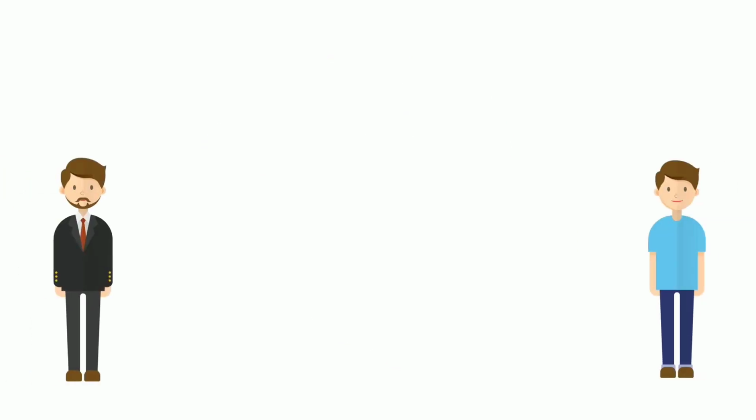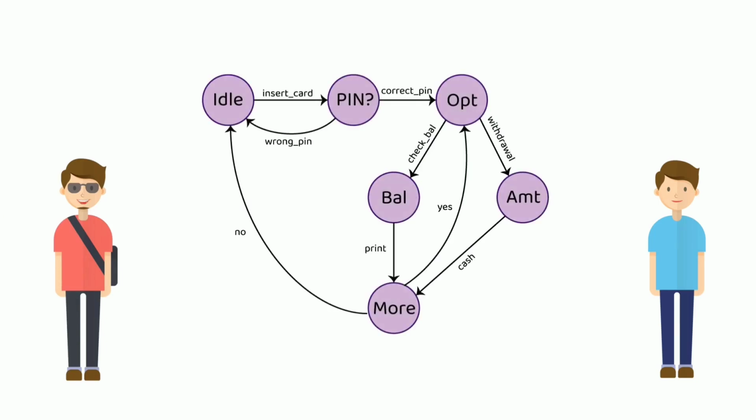Hey, I have a model for the ATM. Great! Let's ask our experts if it satisfies all the necessary properties. Hello, I heard that you have a model of an ATM. Yes, here it is. Does it satisfy the property that if a person provides the wrong PIN, he cannot access the account? Yes, after inserting the card, we are in the PIN state, and if you provide a wrong PIN, it will always go back to the idle state.